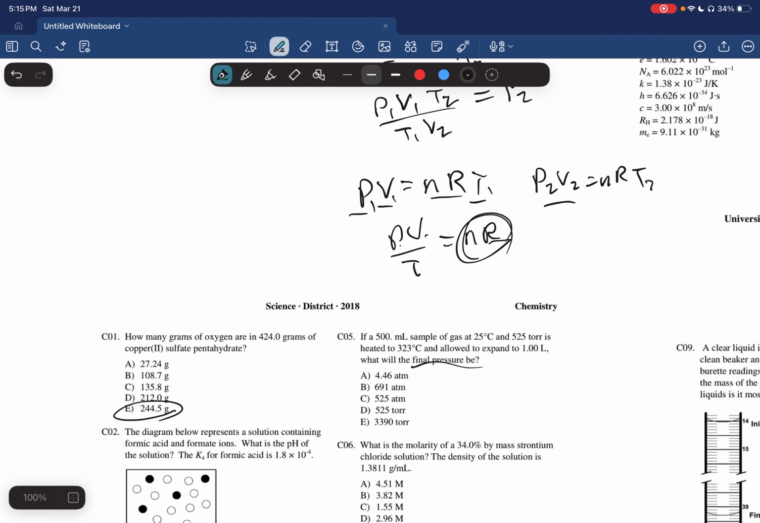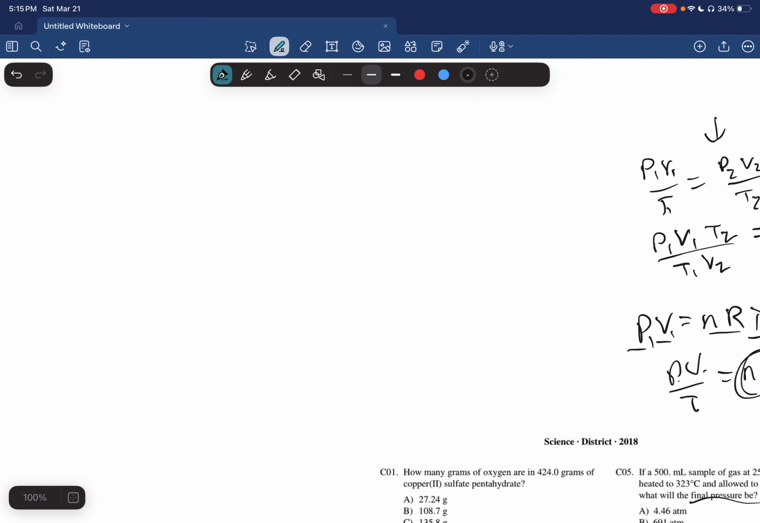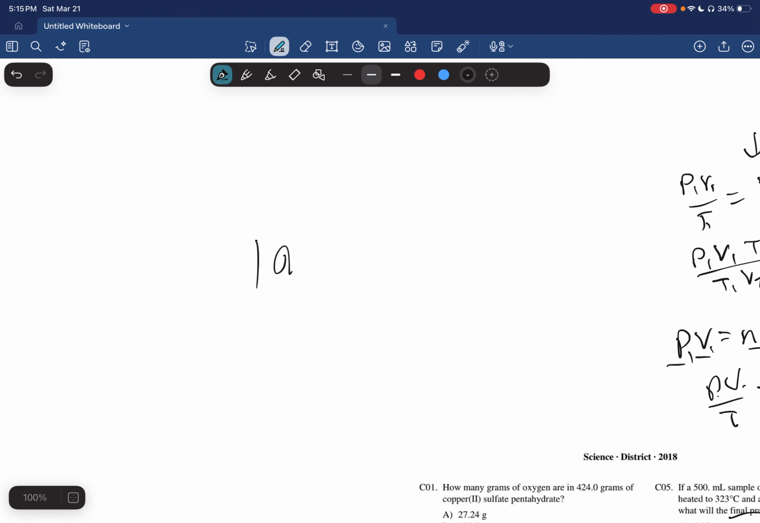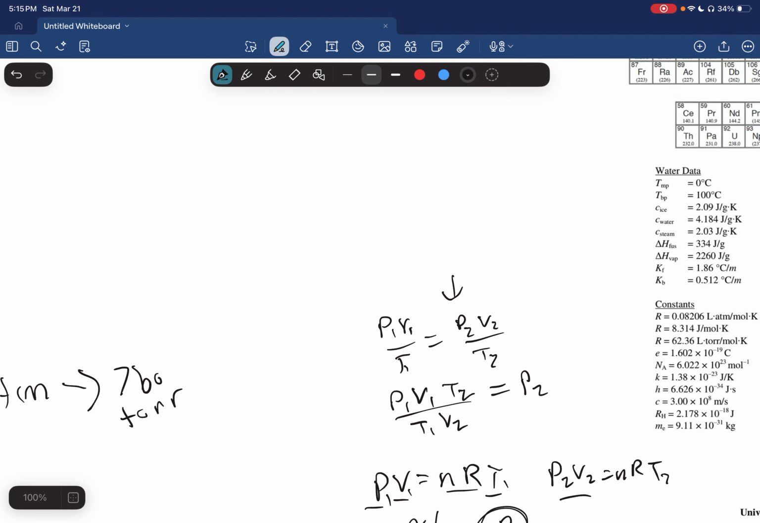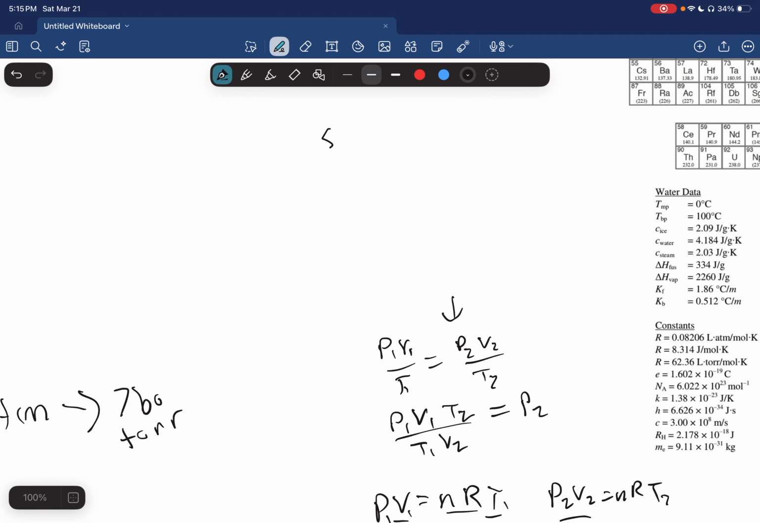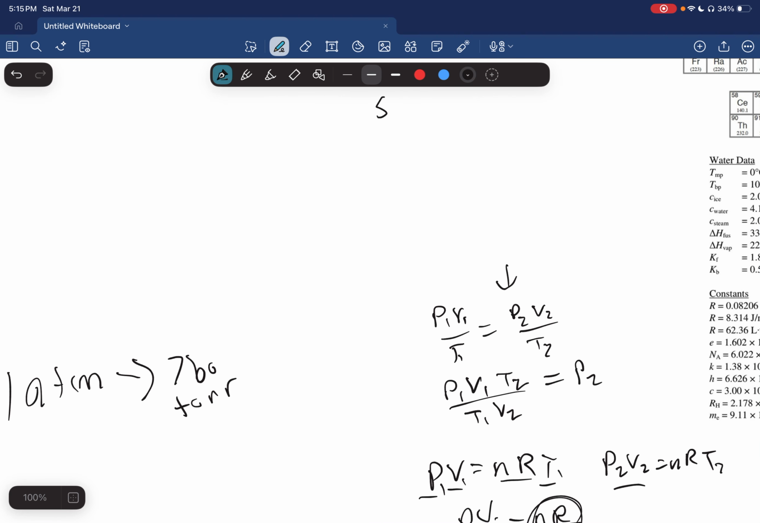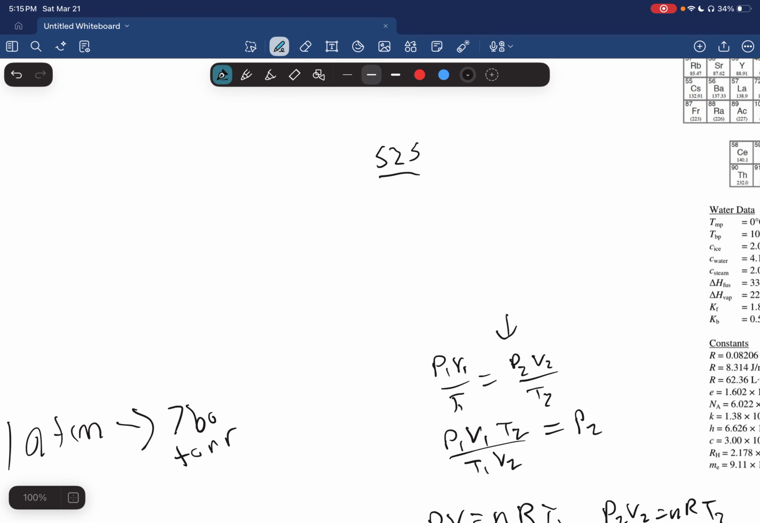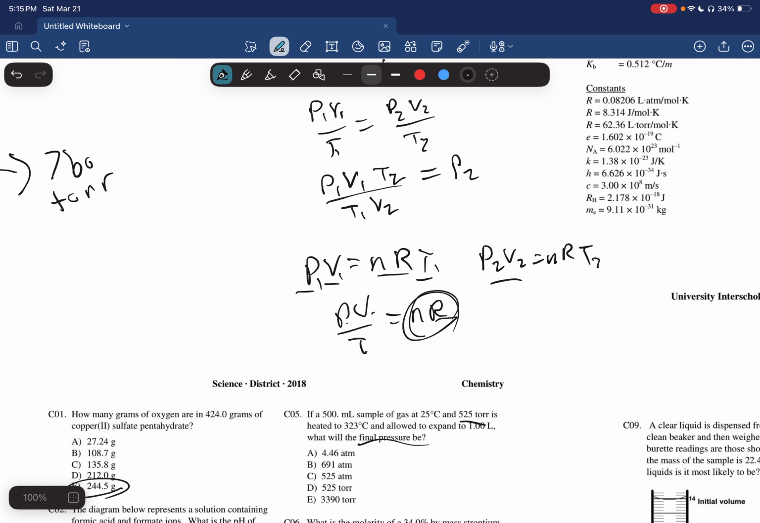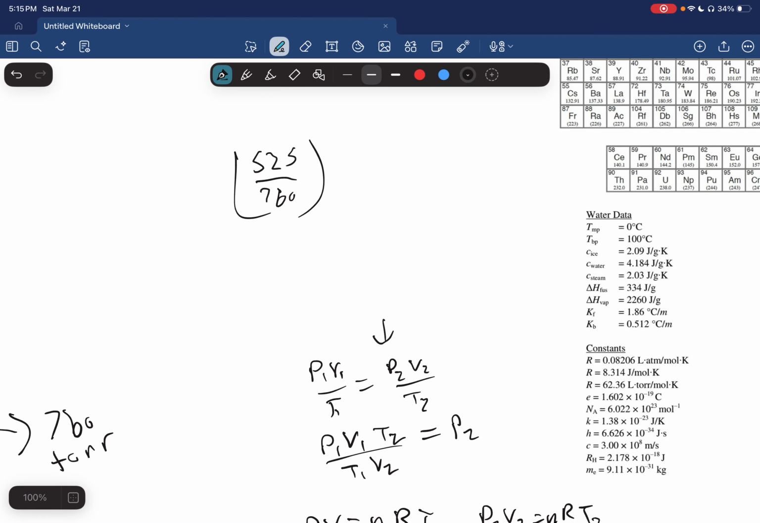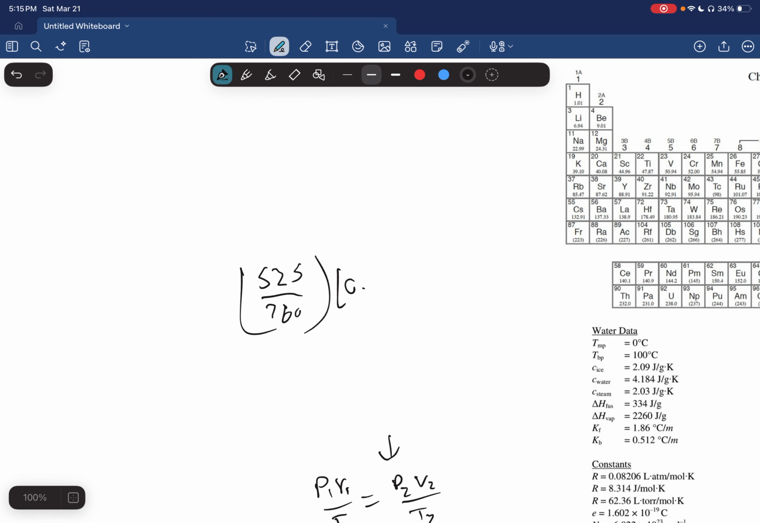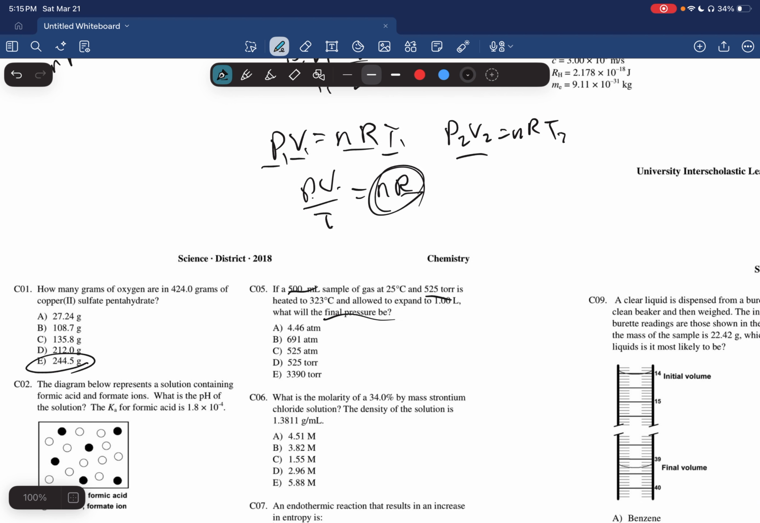So our pressure 1 is 525 torr. Now let's put this in atm. So 1 atm, because that's just a standard unit, is 760 torr. And so let's write that over here. So pressure 1 is 525 over 760. And then volume 1, it gave us as 500 milliliters or 0.5 liters. There are 1,000 milliliters in a liter.